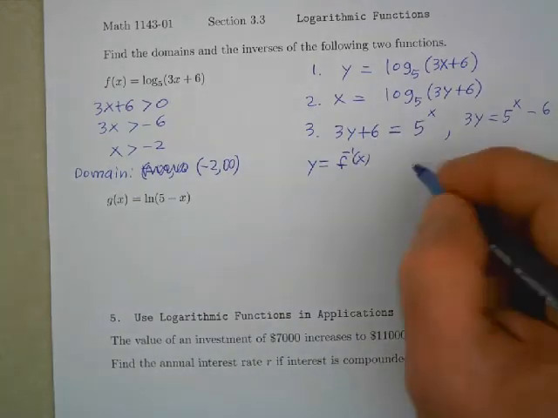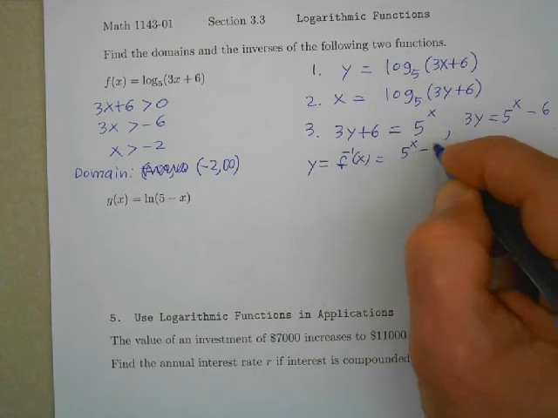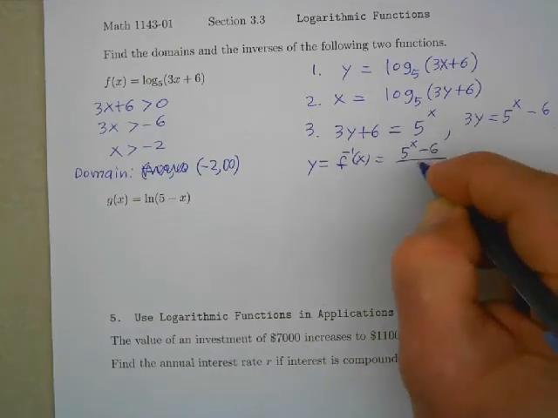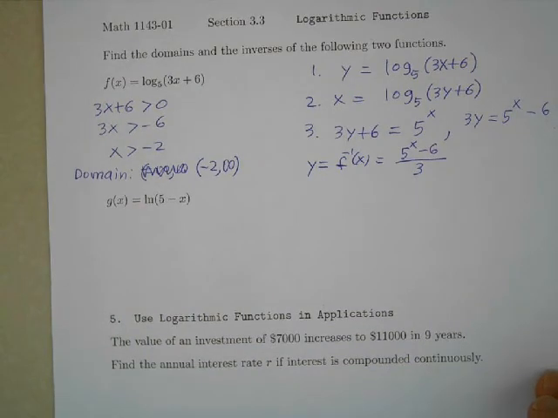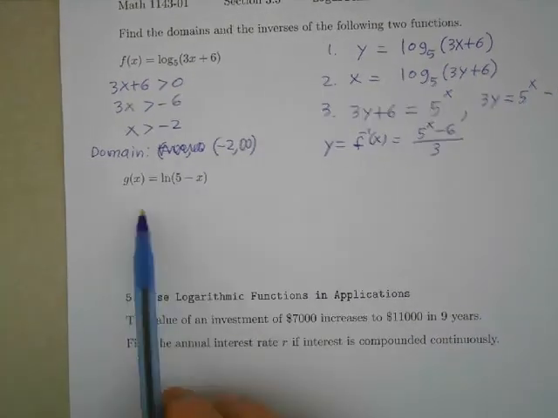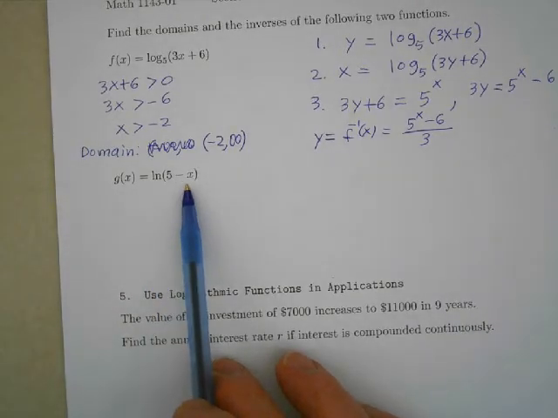F inverse is, in the numerator, 5 to the x minus 6, and all divided by 3. And that is good enough for our purposes. Okay, the next one, g of x equals the natural log of 5 minus x.